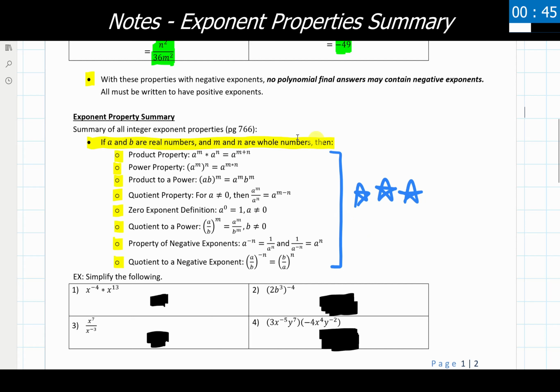As a reminder, these are all of the different properties that we have seen and we are going to be covering in this particular chapter. I would highly recommend that you pause the video here and write all of these down for yourself because we are going to be using them in our next set of examples, and you're going to be using them in a lot of the homework that you're doing.